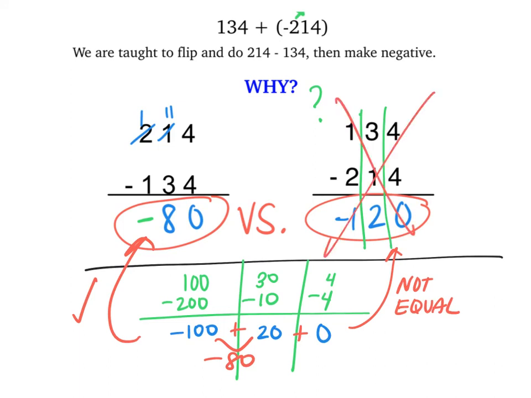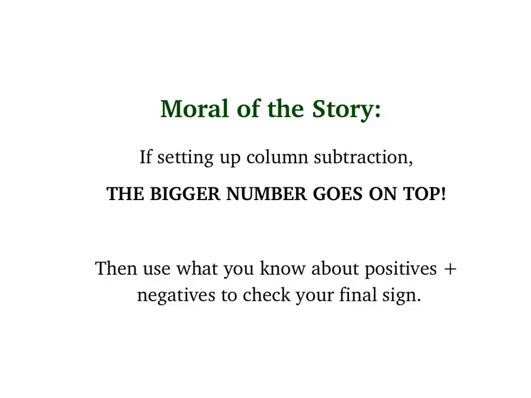So column subtraction again does not work when the smaller number's on top because the addition falls apart with negatives and positives. So the moral of the story: if you're setting up column subtraction, you need to put the bigger number on top. It does not work when the bigger number's on the bottom because of the way it's adding together the answers to the columns. So use this and what you know about positives and negatives to help you with the signs of your final answer. But if you're doing the actual math, bigger number goes on top.